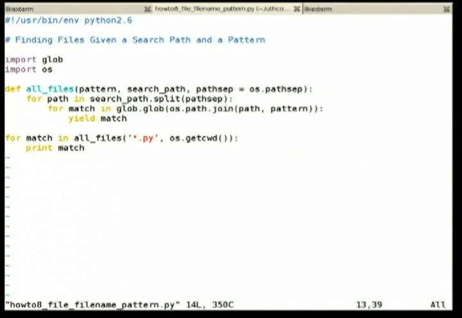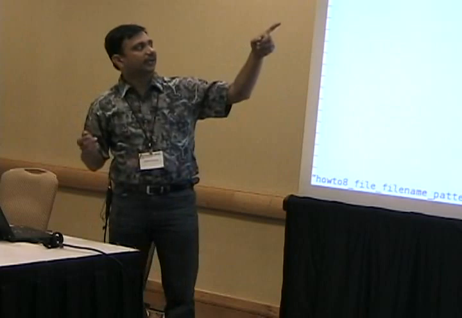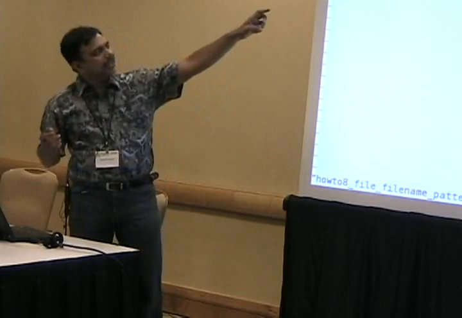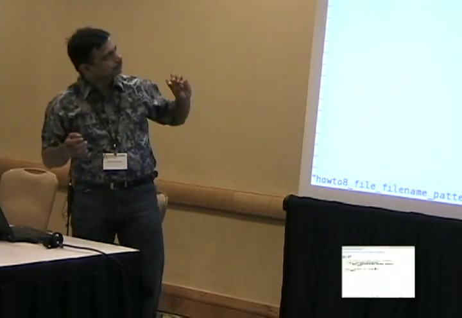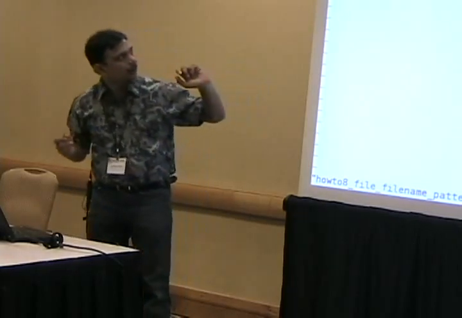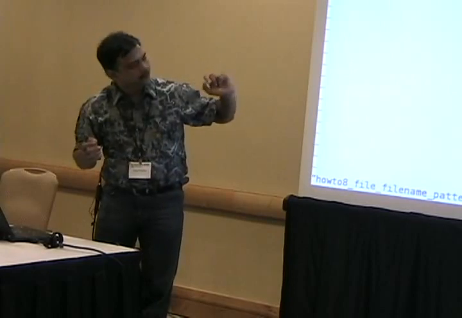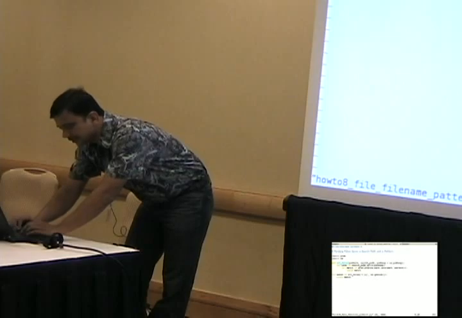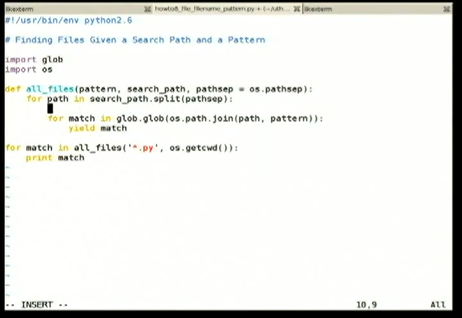Path separator is the kind of separator which your operating system uses. Windows uses backslashes; Mac and Unix use forward slashes. If you want to use some other path separator, you can define it too. So it takes the search path and splits it based on the path separator, and then looks at all the paths.